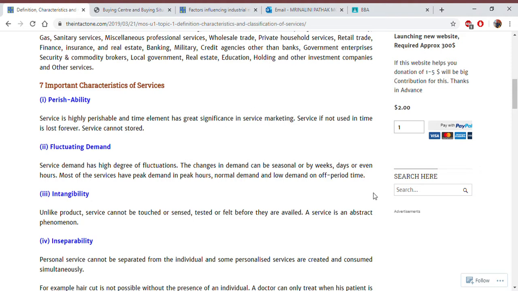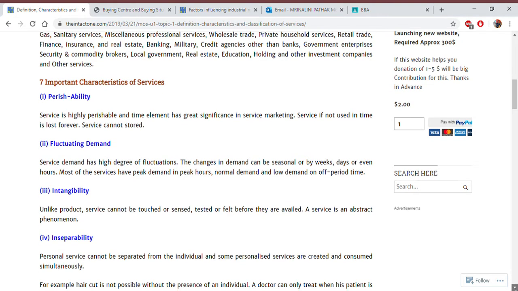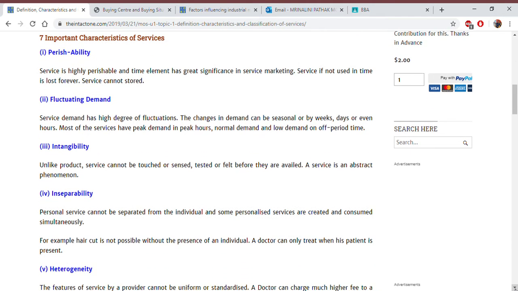Today we are going to discuss the second last point of this unit, that is your last unit. Yesterday we had discussed the characteristics with examples of services, and today we are going to discuss the features of services. So let's start with the features of services.